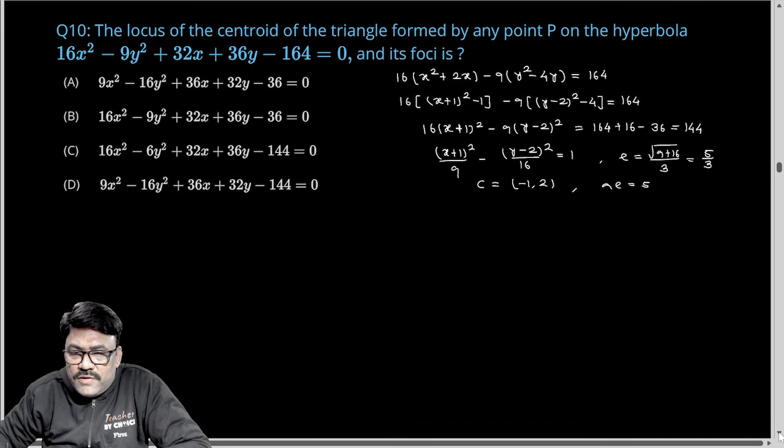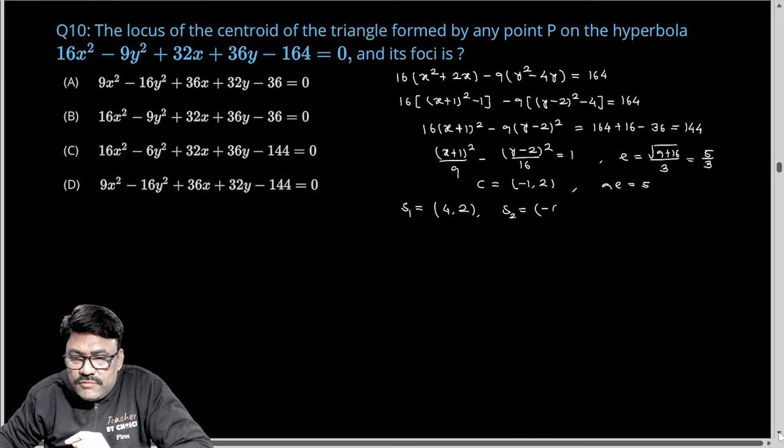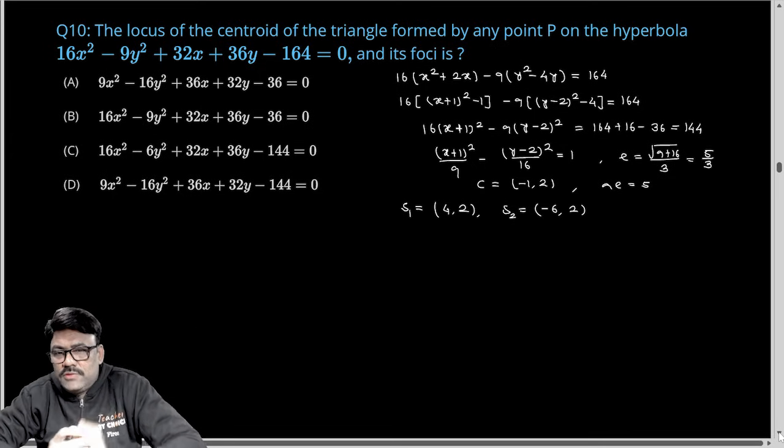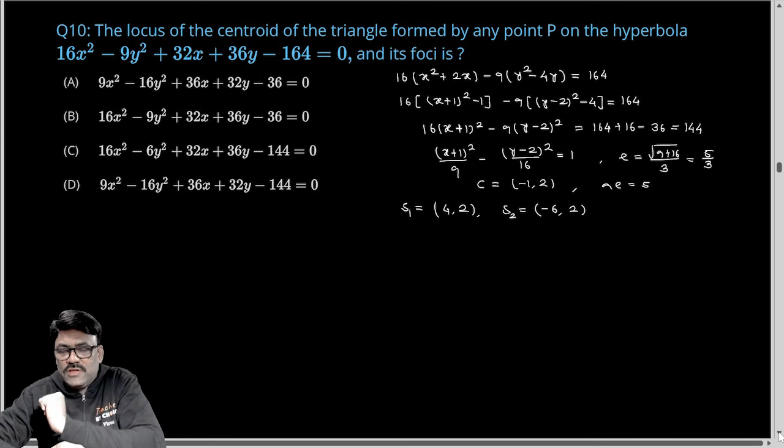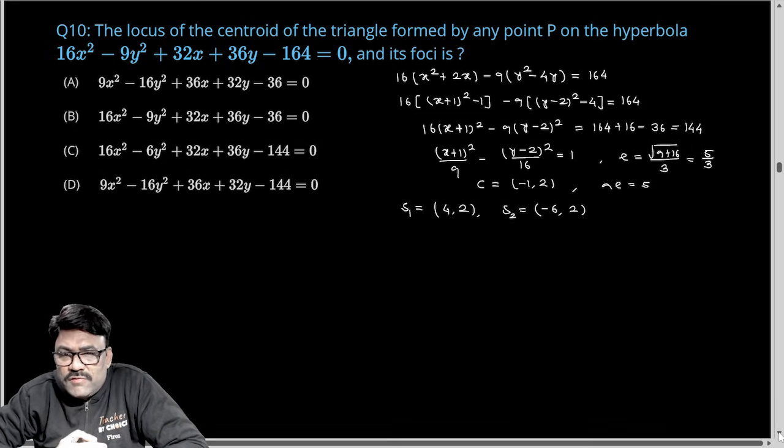So now I can write the foci. Let's say the foci are S1 and S2. So the right focus will be minus 1 plus 5, which is 4 comma 2. And the left focus, let's say S2, is minus 1 minus 5, which is minus 6 comma 2. So these are the two foci of the hyperbola. Minus 1 plus 5, the right focus. The left focus is minus 1 minus 5, minus 6. The y coordinate will remain the same.